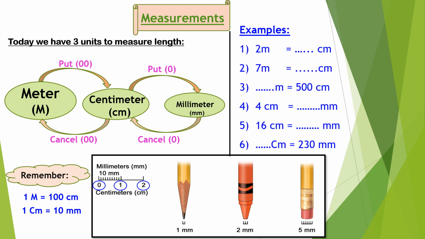Now let's practice. We have some examples here. 2 meter equal what centimeter? First, look at the unit. We are converting what? Meter to centimeter. So meter equal 100 centimeter. So 2 meters equal 200 centimeters. 7 meters, 700 centimeters. If we want to convert in the opposite direction, we have 500 centimeter and we want to convert to meter. From the smallest unit to the greatest unit, we will cancel 2 zeros. So it will be 5 meter.